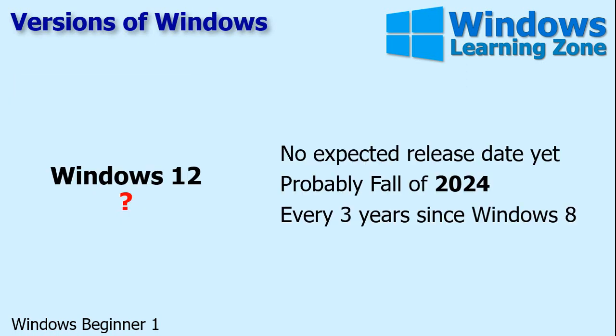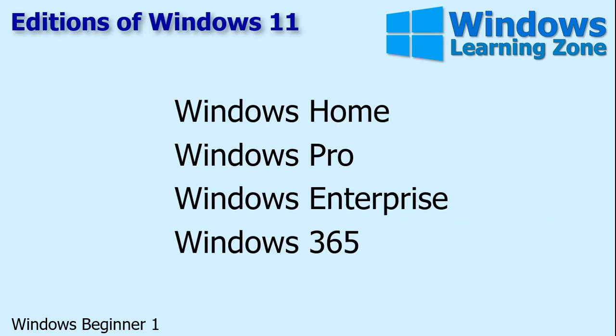All right, what about Windows 12? Well, as of right now, again, April 2023, there's no expected release date yet. From what I'm reading around the interwebs, it's probably going to be in the fall or late 2024. Microsoft has had a history of releasing a new version of Windows every 3 years or so since Windows 8, so probably next year.